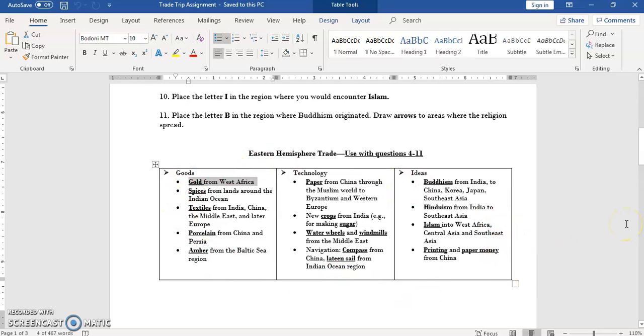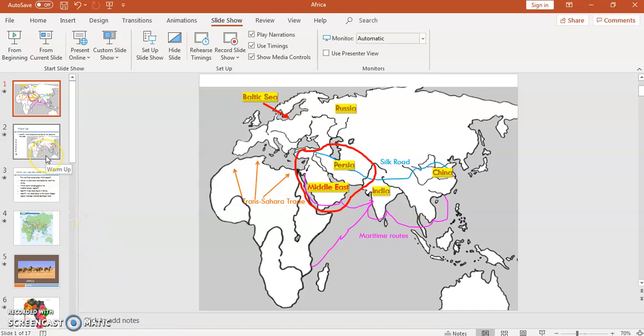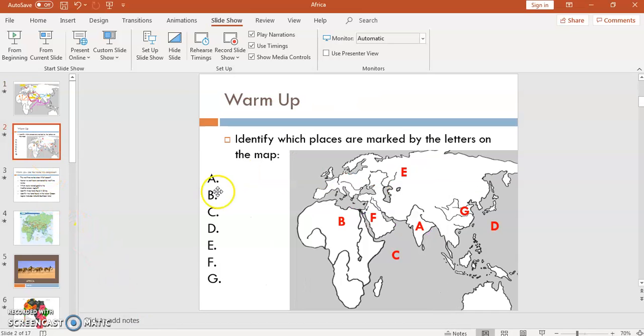So this assignment is something that you're going to need to keep because later we're going to take some sort of quiz or some sort of assessment, and you're going to be able to use this map to help you. So from this assignment, you should be able to identify a few places. So these places that I have on the screen here with the red and bold, so A, B, C, D, E, F, and G. Take a minute, pause the video, and see if you can identify what they are.